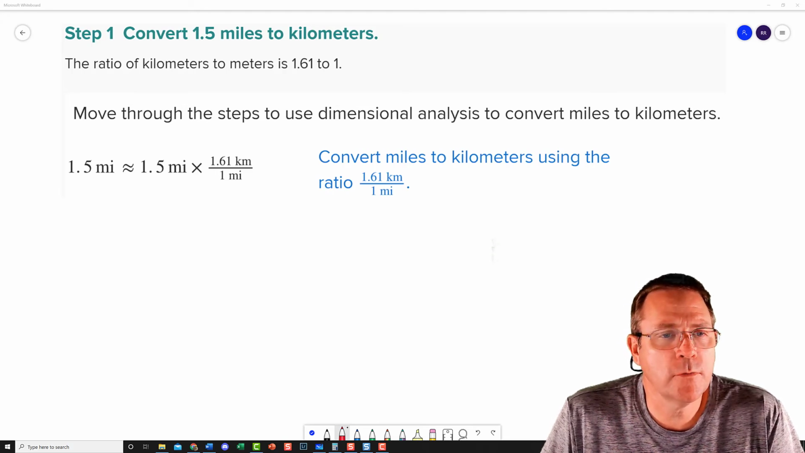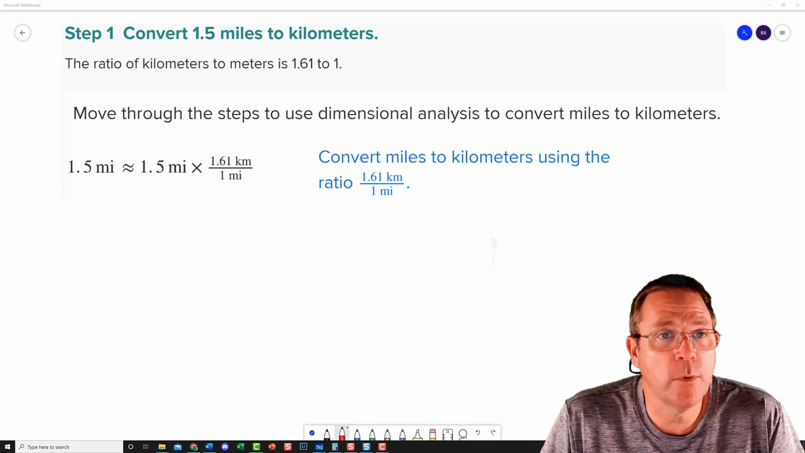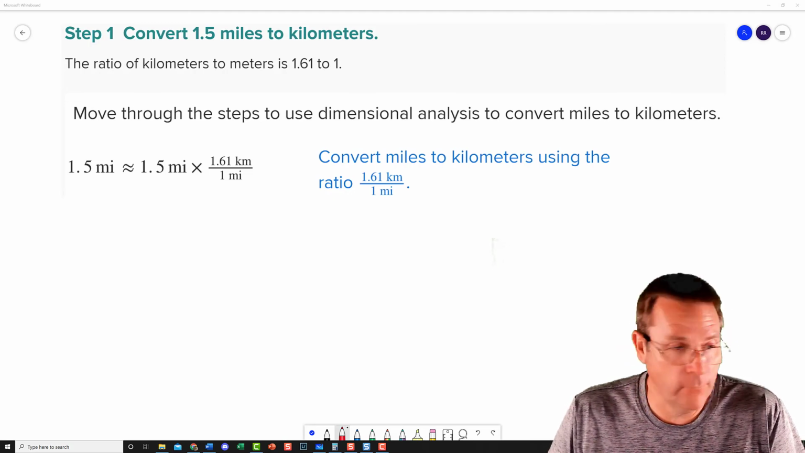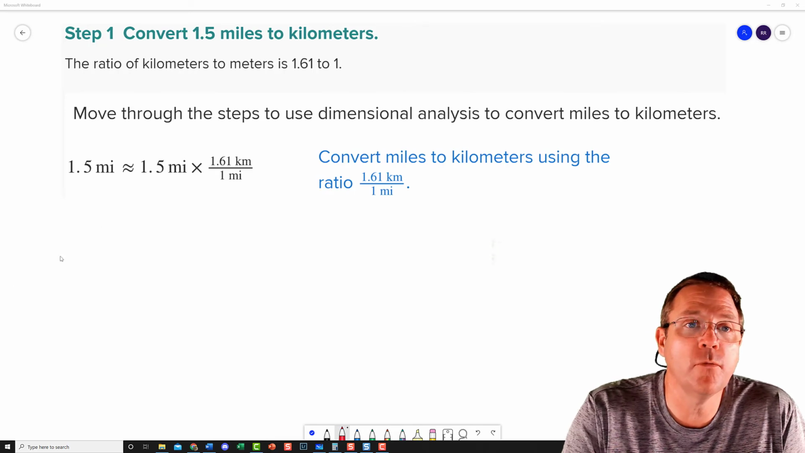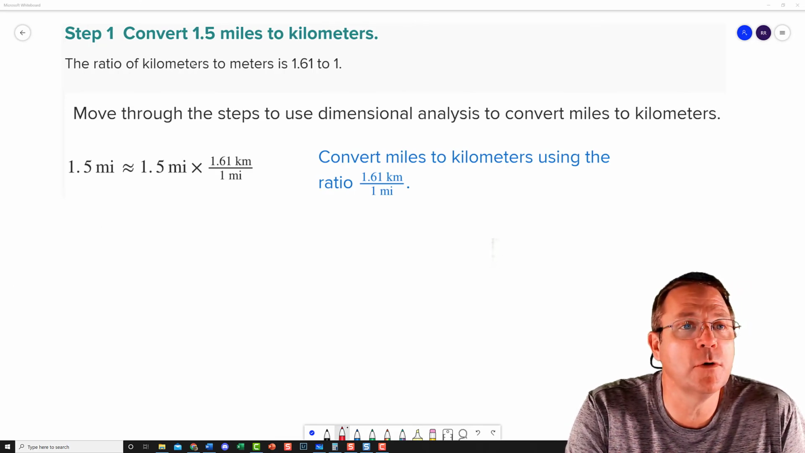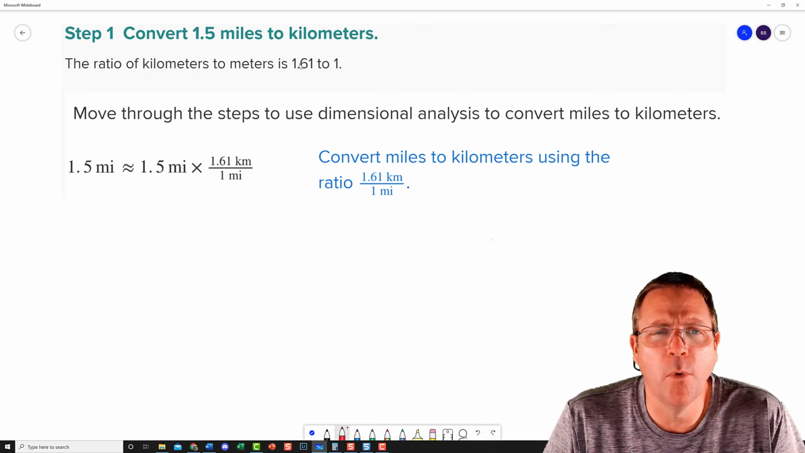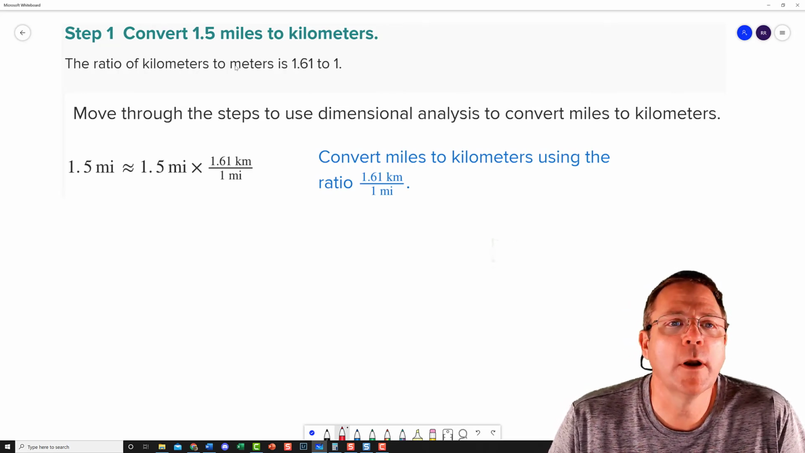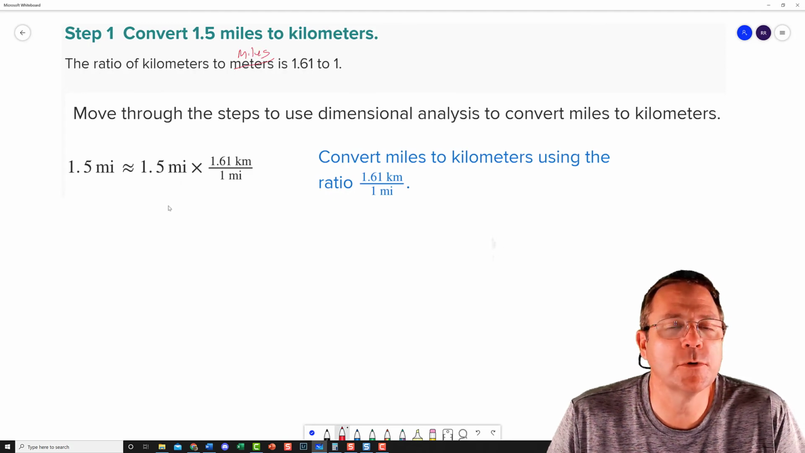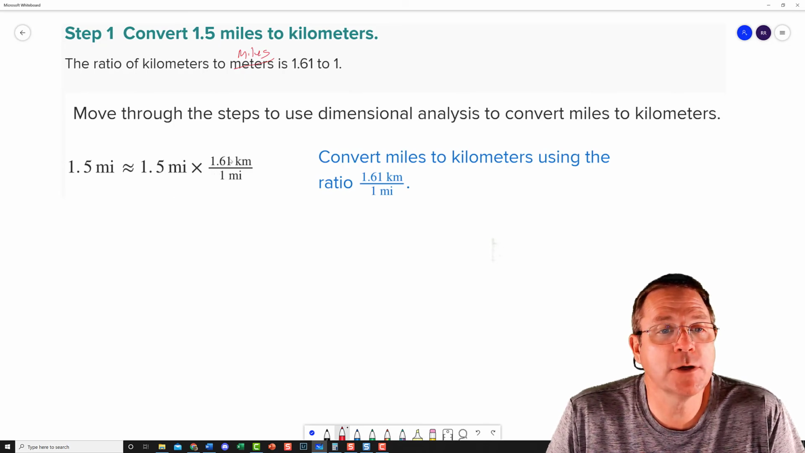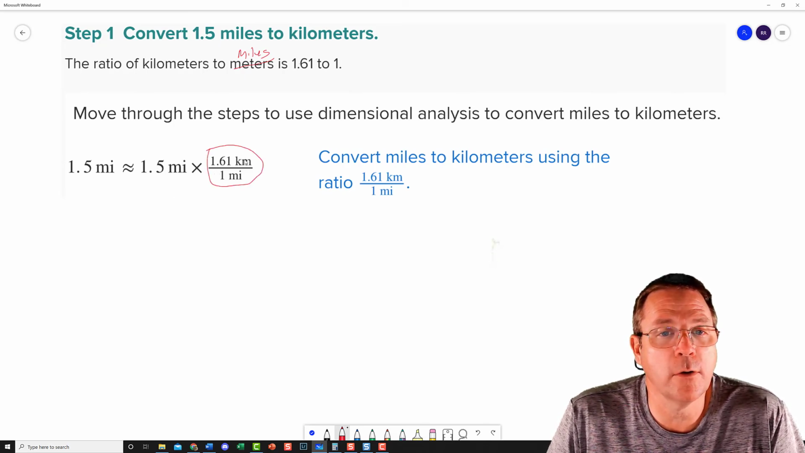Now for dimensional analysis, remember you have to carry your units all the way through, and they totally miswrote what they have here. I started doing this recording and it totally freaked me out because it says here the ratio of kilometers to meters is 1.61 to 1. That's not correct. What it actually is, put a line through that, miles. The kilometers to miles is 1.61 to 1, and you can see that they actually have that set up right here, 1.61 kilometers to 1 mile.